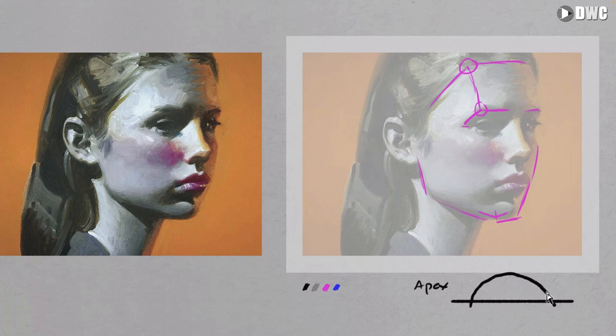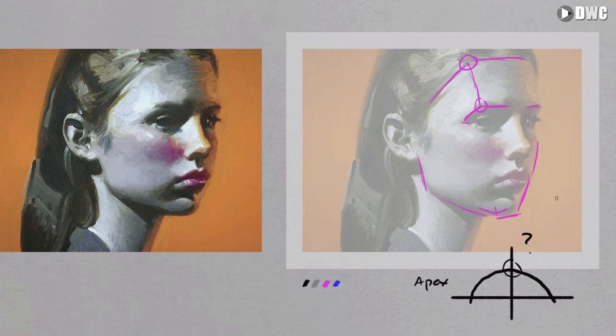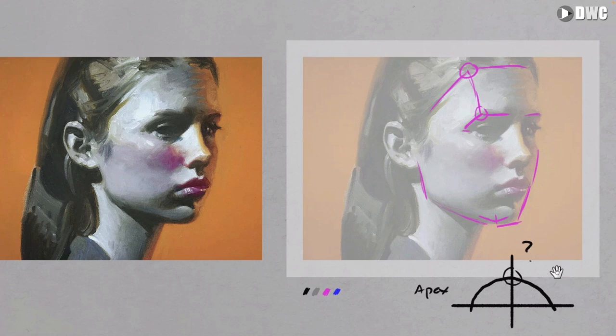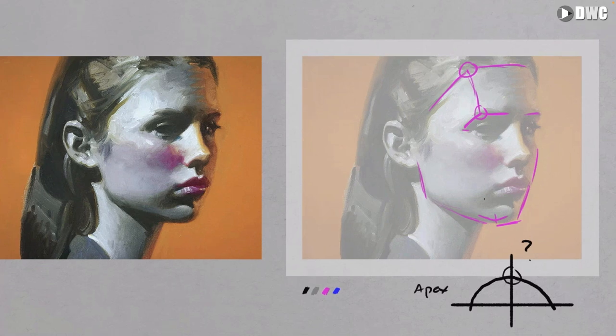Where does that go down? Well, it's roughly here, right? Eventually, it stops and then goes down. That point is called the apex of a curve. So when you encounter something curvy like this chin, you want to look for the apex. Now, the bottom of the chin itself doesn't quite have a strong one, but the shadow shape does. This little shadow shape has a clear apex. I don't know if you see it, but it's right here. So that's why I interpreted that corner to be there.